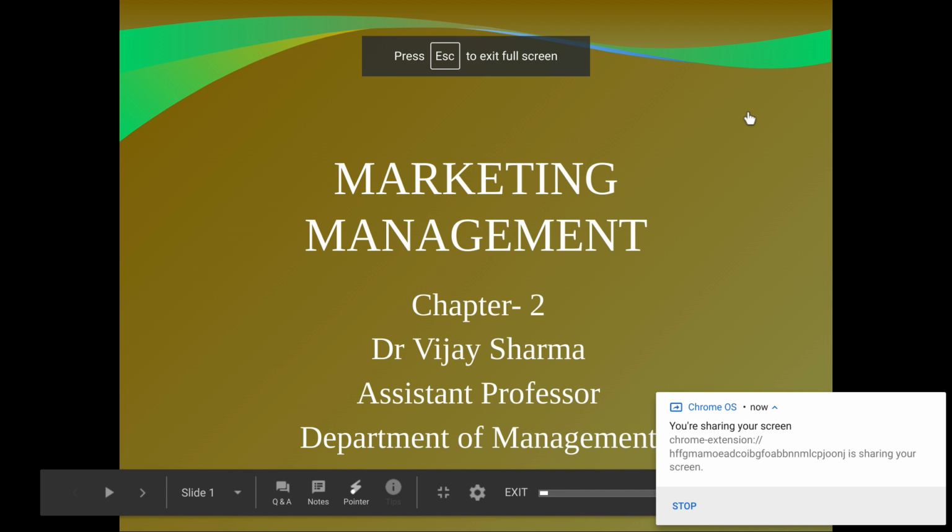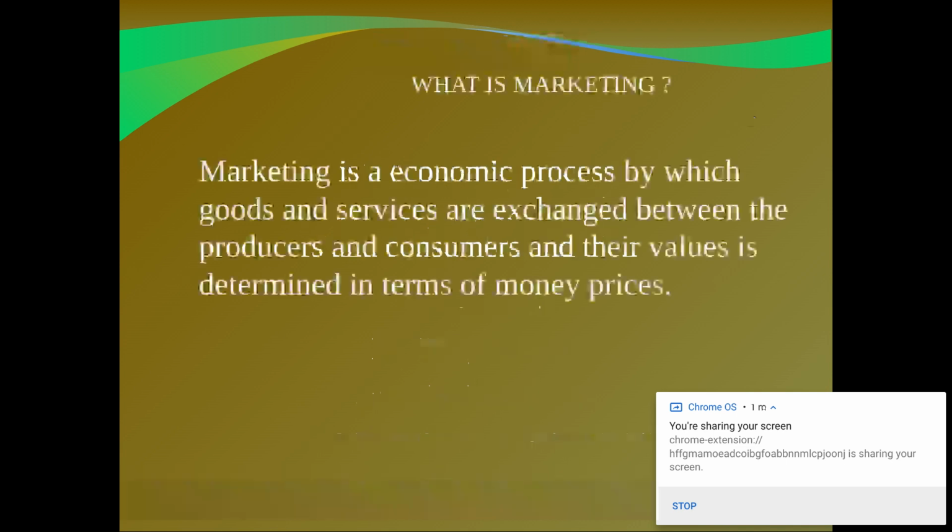Again, I would like to highlight this fact that here marketing is an economic process. It's a process, it's very active, it is not a passive thing. And what are exchanged? The exchanged things are goods and services, products and services. And in today's time, we can exchange ideas, we can discuss so many things. So, goods and services are exchanged between whom? Between producers on one side and consumers on the other side. And their value is determined in terms of money prices.